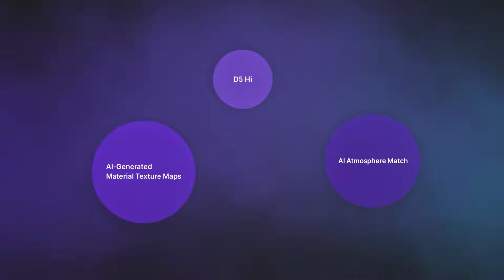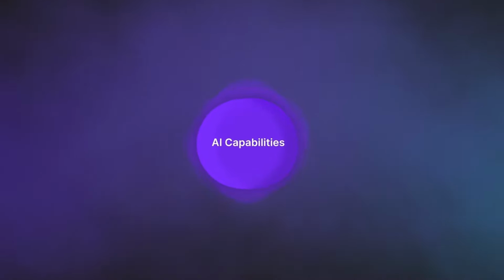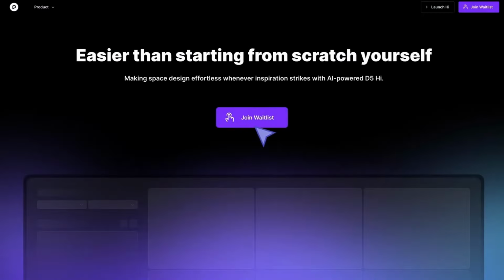Check how fast D5's AI capabilities animate your inspiration. Let's kickstart your design project with our AI tool for effortless space conceptualization, D5 Hi. Describe your ideas, wholly or partially, and let Hi do the rest.